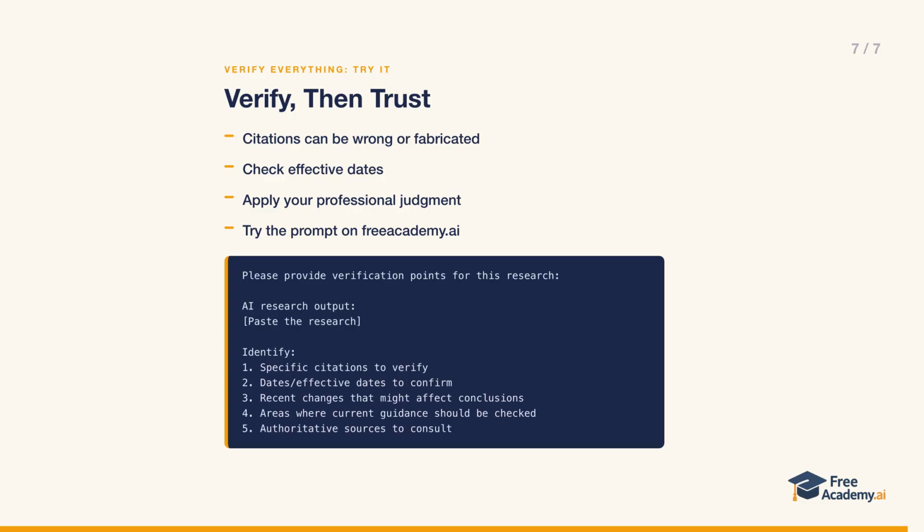AI tax research needs checking because tax law changes frequently. The model may have outdated information, and citations can be incorrect or even fabricated. So use AI for structure and orientation, then verify every citation, check effective dates carefully, and apply your own judgment before anything becomes work product. This prompt helps. You paste the AI's research and ask it to flag the specific citations to verify, the dates to confirm, recent changes that could affect conclusions, and the authoritative sources to consult.